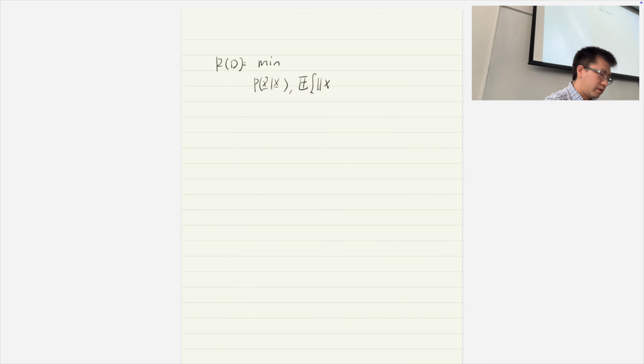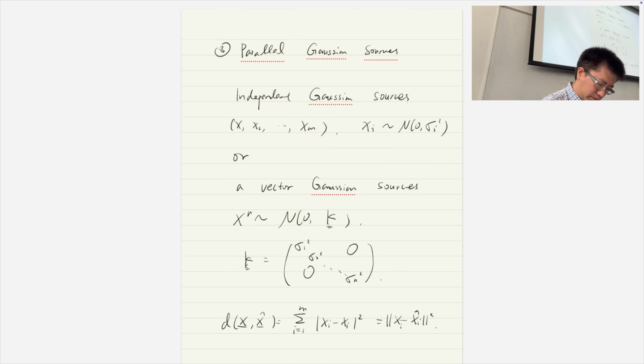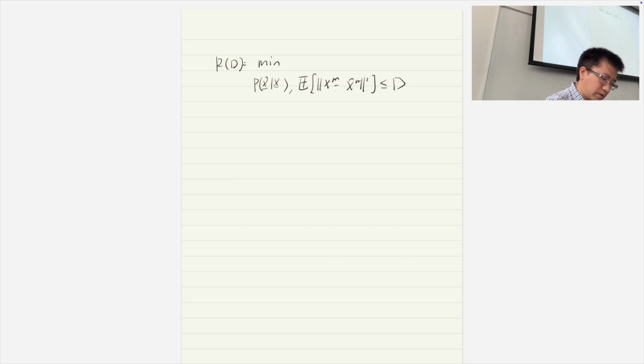I'm using a different index here compared to the notation in my notes. The distortion is the sum of Xn minus x hat n squared, which should be less than or equal to D. I'm using m here. Then we minimize the mutual information over that. So that's our optimization problem.